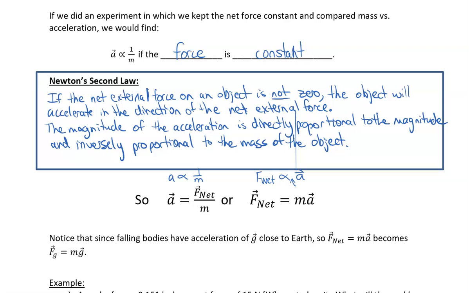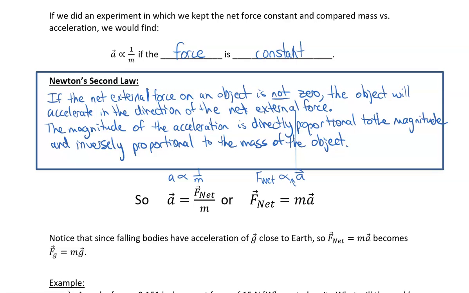So let's get to Newton's second law. It says this: if the net external force on an object is not 0, the object will accelerate in the direction of the net external force. If it is 0, we know it's going to be at rest and stay at rest, or at uniform velocity and stay at uniform velocity. But as soon as it's not 0, we're going to have acceleration in the direction of that non-zero force.